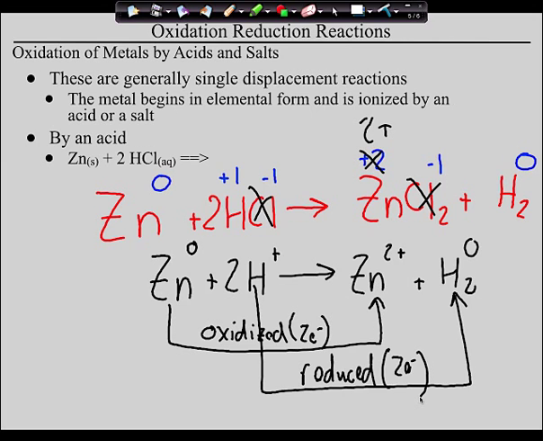You ready? Here we go. What substance is oxidized? Zinc. Zinc is oxidized. I suspect you all got that right. Now guys, what substance is reduced? It's not hydrogen. It's not hydrogen chloride. Hydrogen is not reduced. Hydrogen chloride is not reduced. Hydrogen ion is reduced.